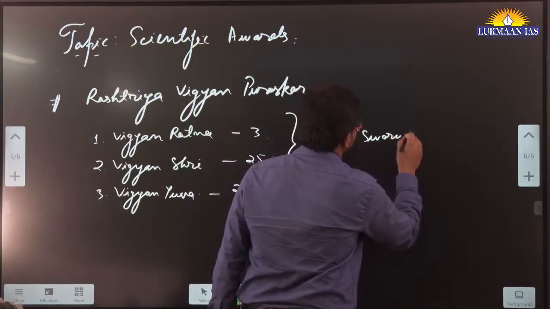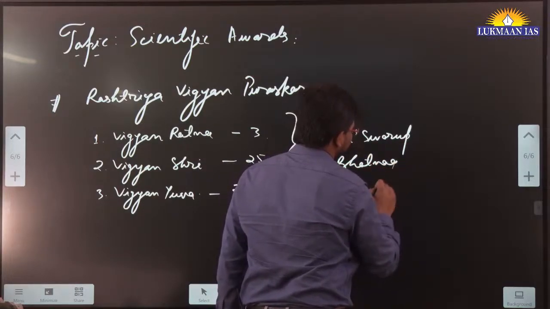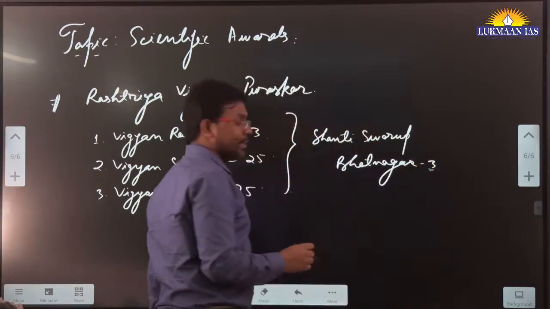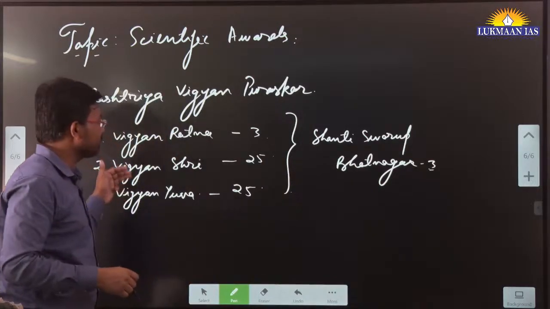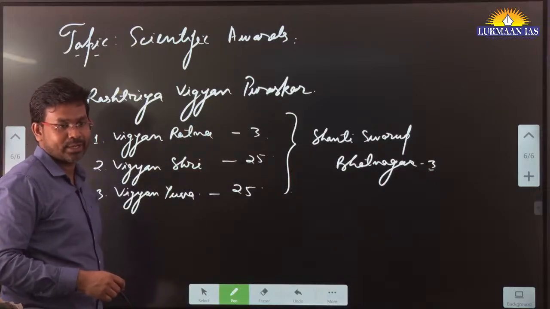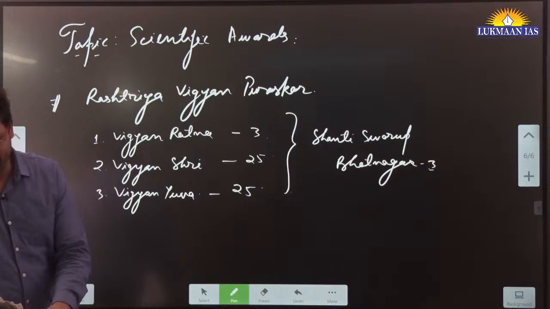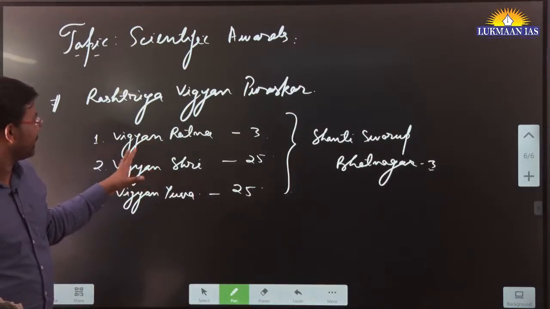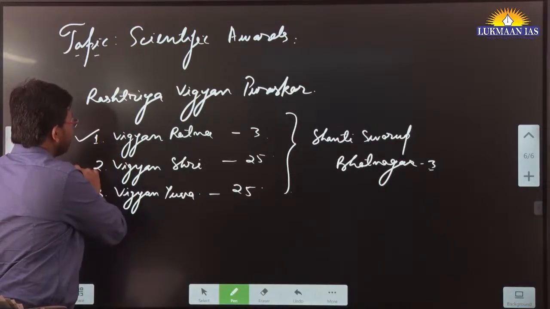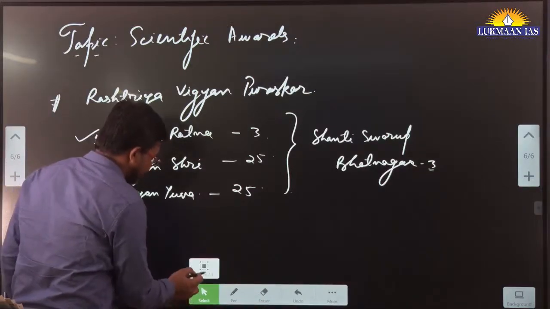So I think this Vigyan Yuva is along with Shanti Swarup Bhatnagar, because they use a hyphen there. So basically, they will give 25, 25, 3 and 3 Shanti Swarup Bhatnagar awards, 56 in all. Maybe it is separate. They have mentioned it this way. So these are the awards that they are going to give: Vigyan Ratna, Vigyan Shri, Vigyan Yuva. The Shanti Swarup Bhatnagar Award already exists.